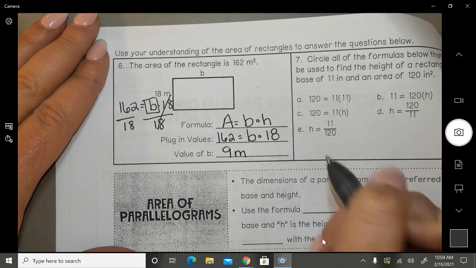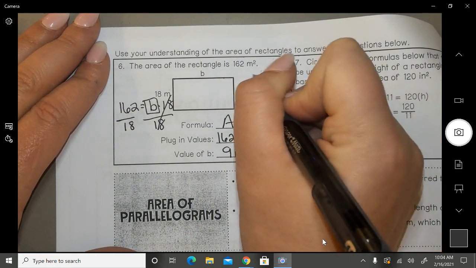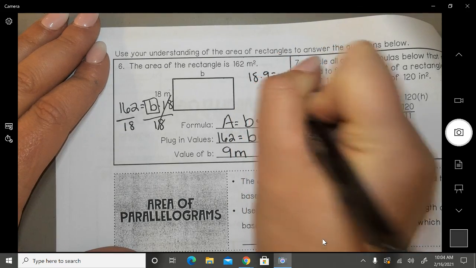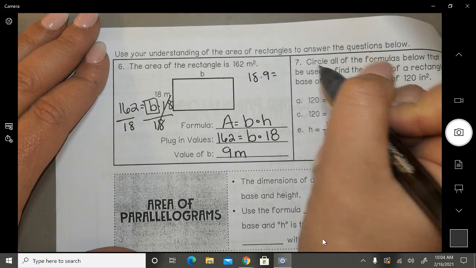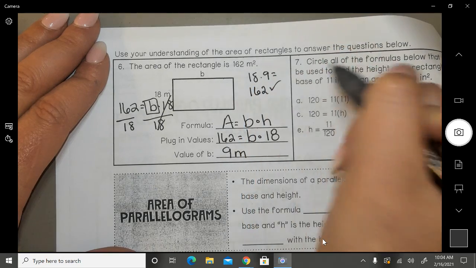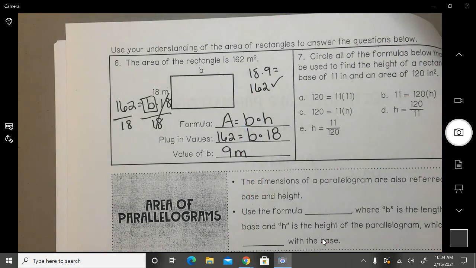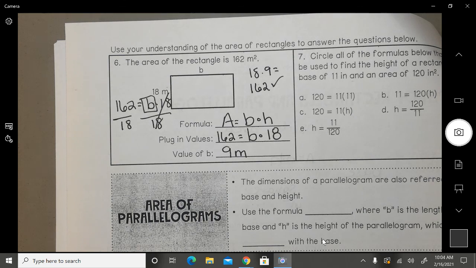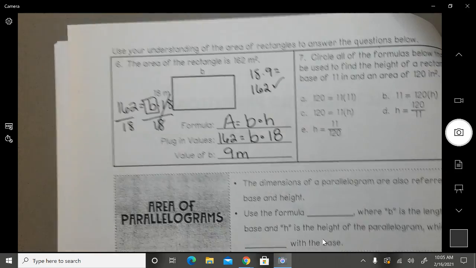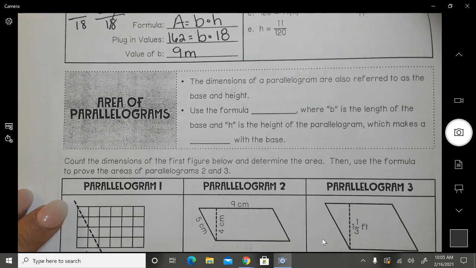If I want to make sure that's right, I could do 18 times 9, and does that equal 162? Yes. So I know I did it correctly. Y'all see why Miss Pittman only put 9 meters instead of 9 meters squared? Yes. Because what is B up there? It's just meters. It gives you meters squared. You're looking for meters, okay? All right, we're going to skip number 7 for sake of time, and we're going to come on down.